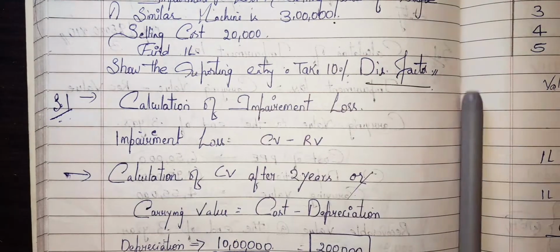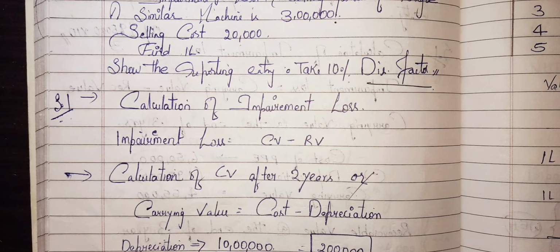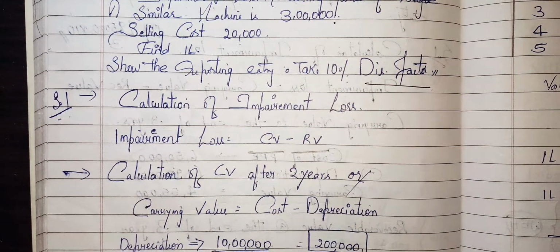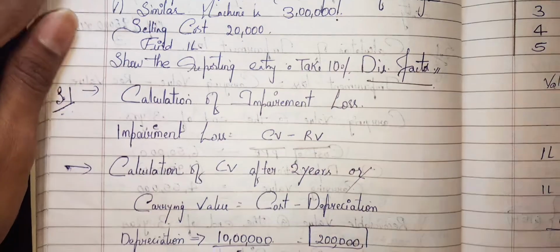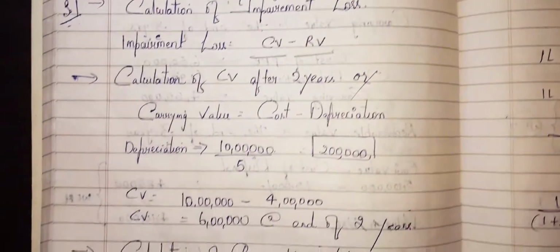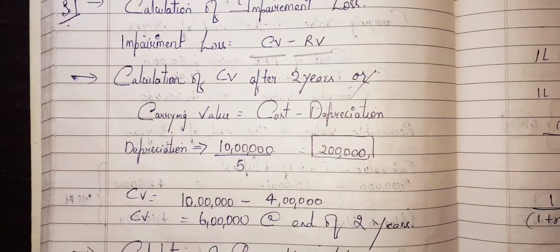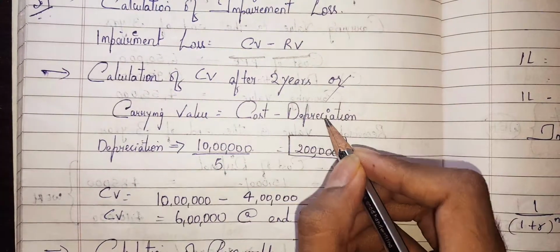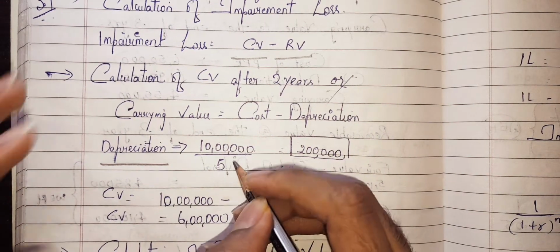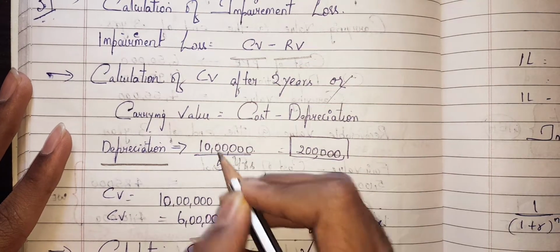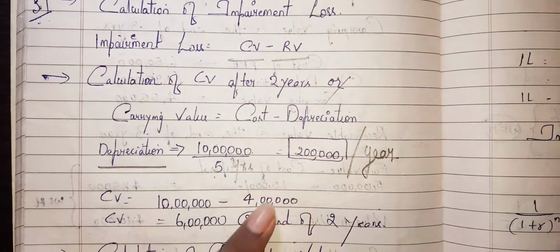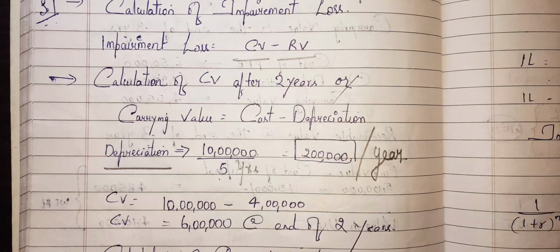So we all know that in order to find out the impairment loss, the formula is carrying value minus recoverable value. For that we have to find out the carrying value. The formula to find out carrying value is cost minus depreciation. So first we have to find out the depreciation. The total value of the asset is 10 lakh rupees, and the life is 5 years. So 10 lakh divided by 5 will be 2 lakh rupees. For 1 year the depreciation is 2 lakh rupees.